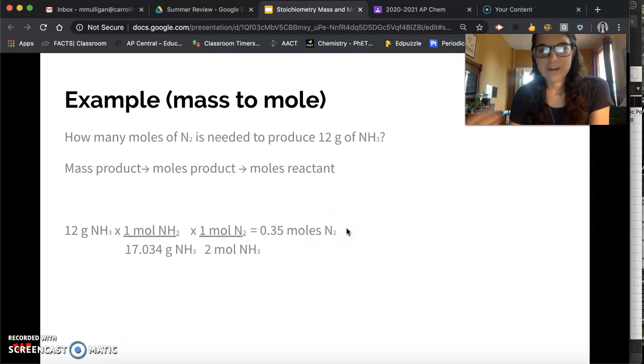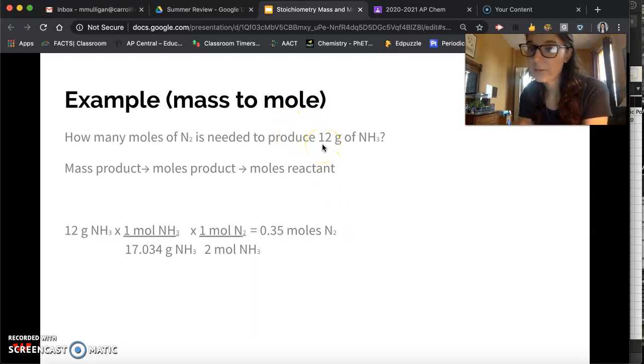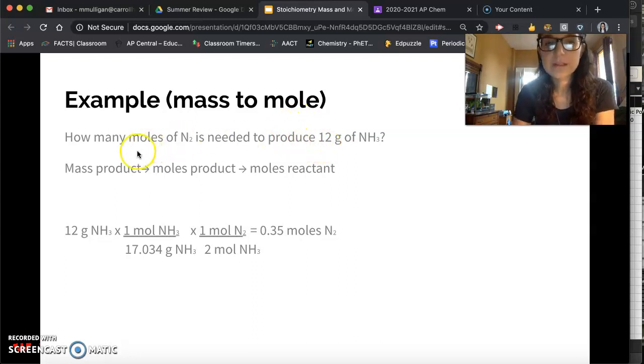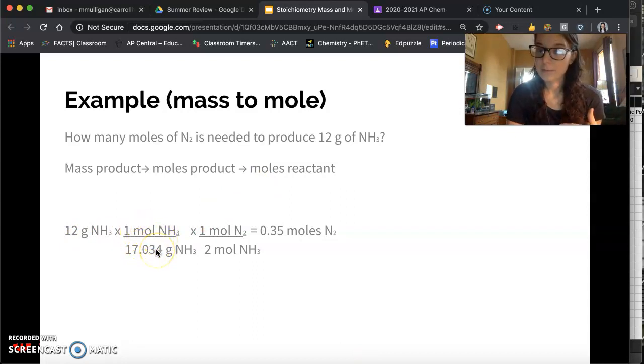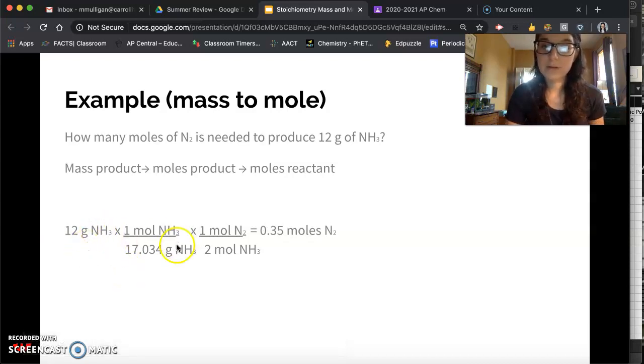You can also go the other way. If you're given mass of something, you want to know moles. So here, I want to produce 12 grams of NH3. I want to know how many moles of N2 I need. So I will go mass of product to moles of product, then moles of reactant. Because again, to compare things in a chemical equation, we have to have things in terms of moles. So for that first one, going from 12 grams of NH3 to moles, I'm going to have to divide by molar mass. And if you use dimensional analysis, you can clearly see why. I want my unit, gram, to cancel out, and I want to be left with moles.